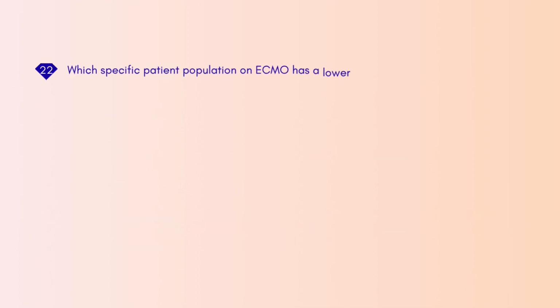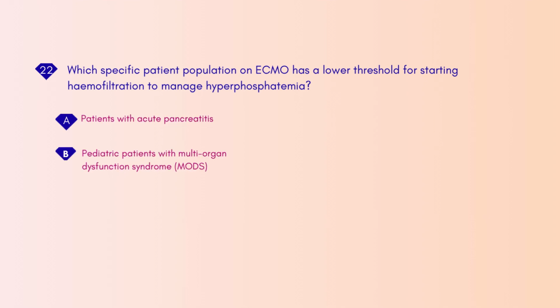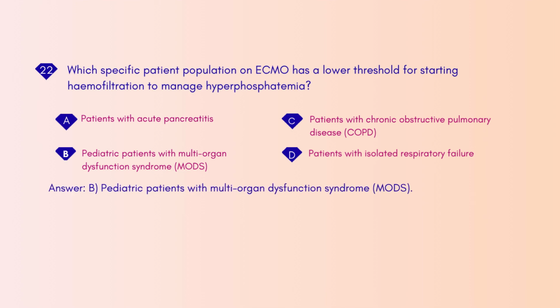Which specific patient population on ECMO has a lower threshold for starting hemofiltration to manage hyperphosphatemia? A. Patients with acute pancreatitis. B. Pediatric patients with multi-organ dysfunction syndrome, MODS. C. Patients with chronic obstructive pulmonary disease, COPD. D. Patients with isolated respiratory failure. Answer: B. Pediatric patients with multi-organ dysfunction syndrome, MODS.